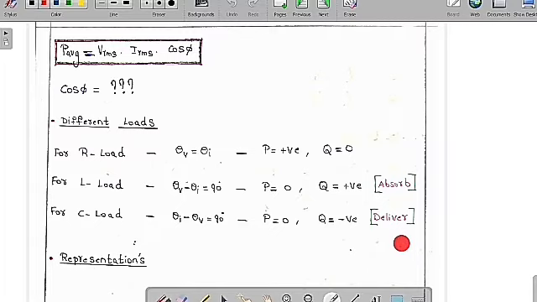So we can say simply that here the resistor is going to absorb an average active power, but it can't absorb any average reactive power. Whereas the inductor doesn't absorb any average active power, but it only absorbs an average reactive power. For a capacitor, the average active power absorption is 0, whereas it is going to deliver an average reactive power. So this is the meaning of all these three things.